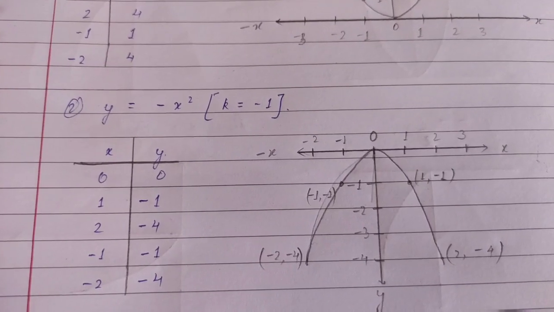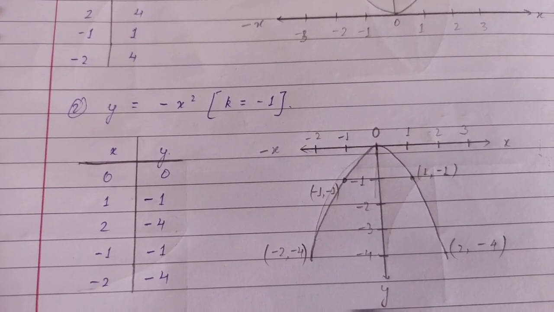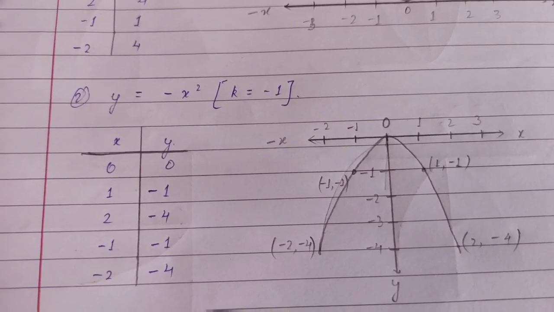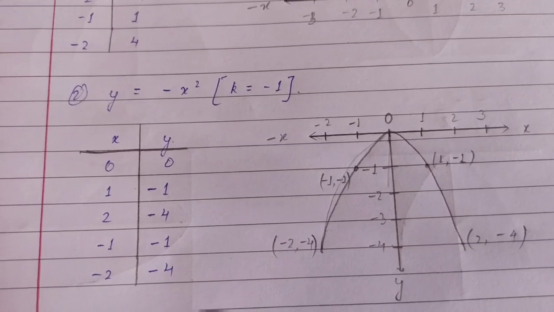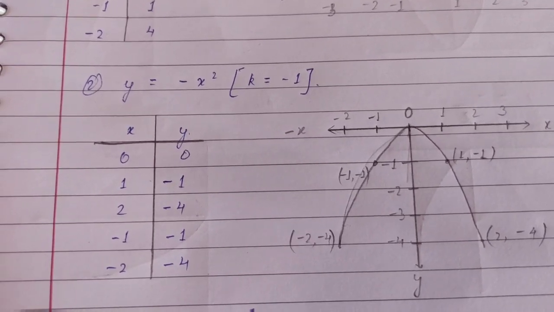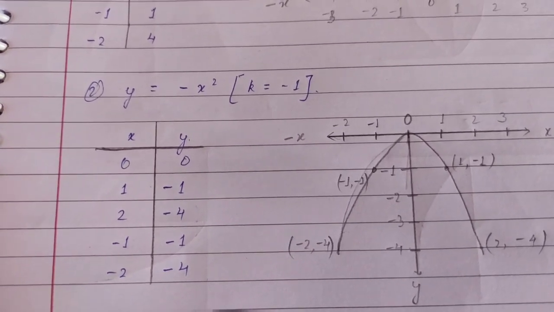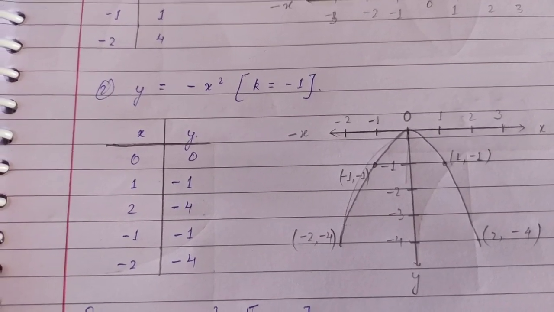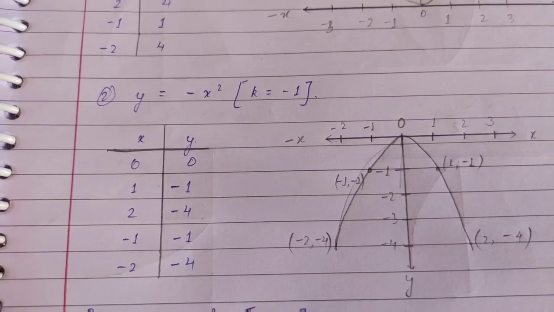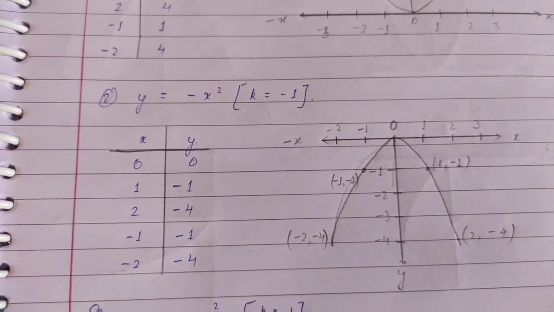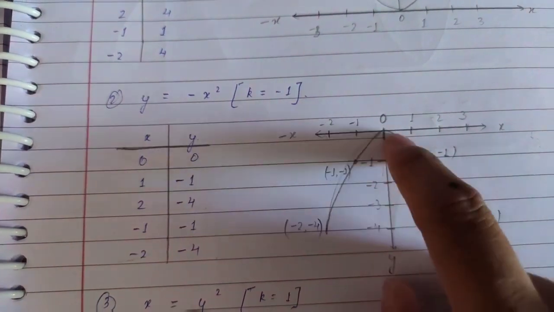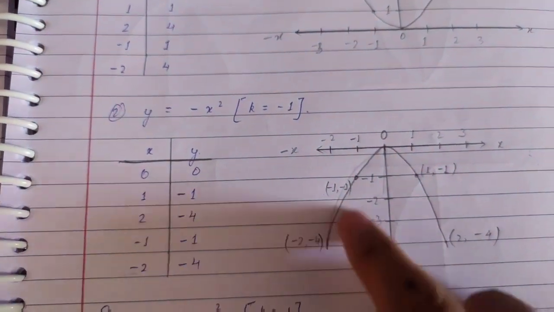See one more example here. y is equal to minus x square. We are taking k is equal to minus 1 here. So when x is 1, y will be minus 1, and when x is 2, it will be minus 4. Similarly, you can see that for all the values of x, all the values of y are negative here. So the graph will be in the negative y axis. It will just flip down. So we have plotted the points here and we got the values.